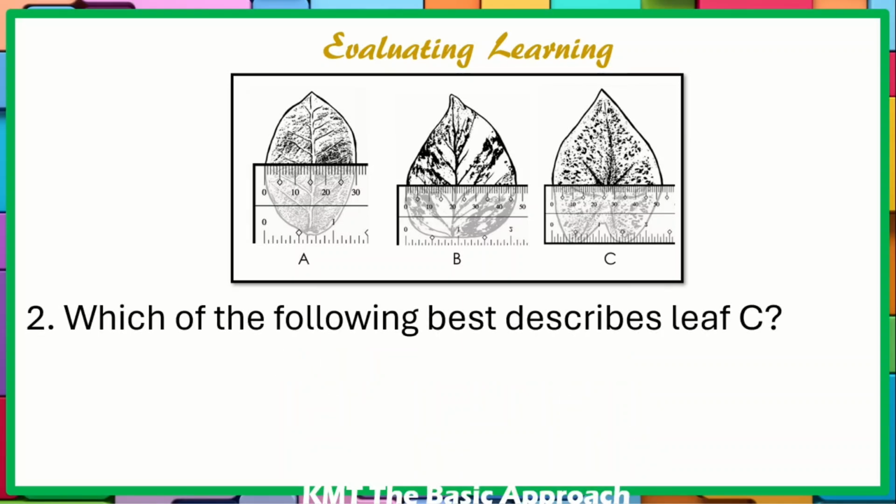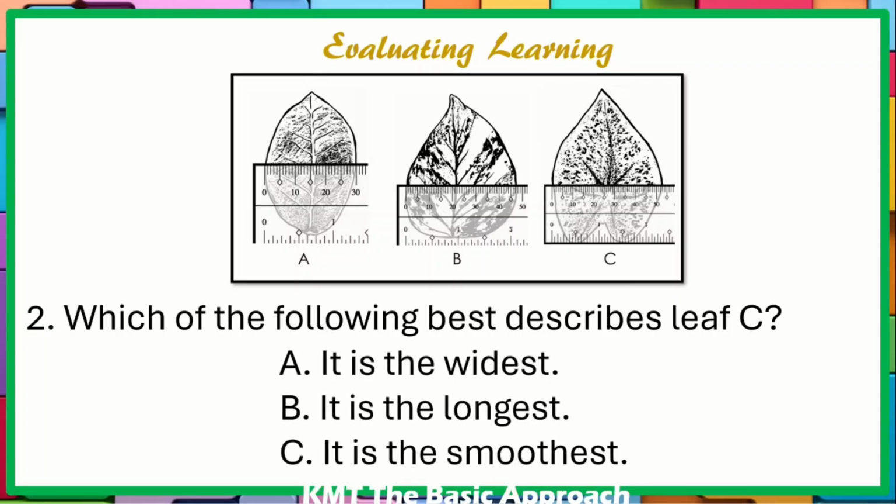Number 2. Which of the following best describes leaf C? A. It is the widest. B. It is the longest. C. It is the smoothest. What is the correct answer? Awesome! A. It is the widest.